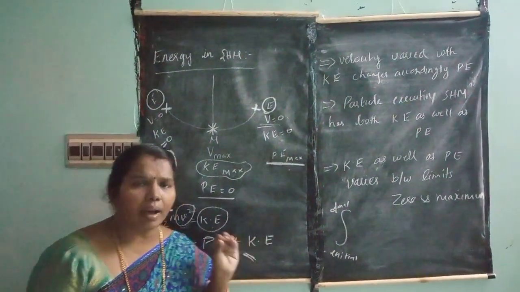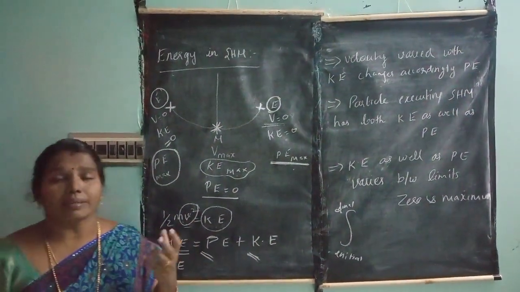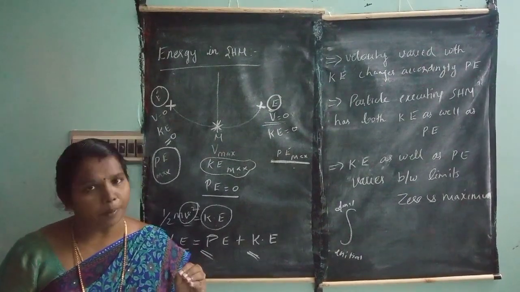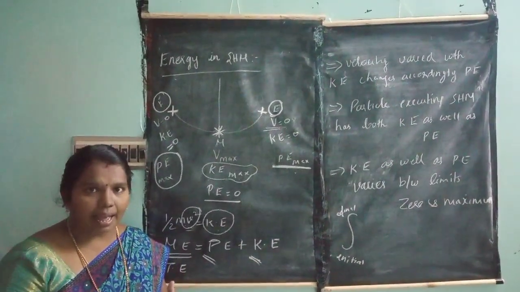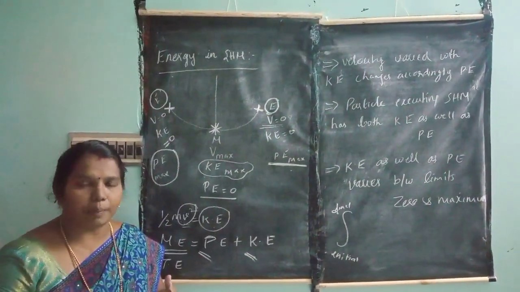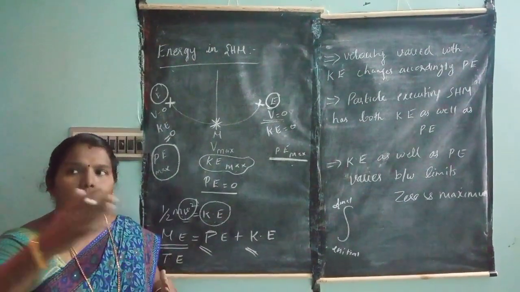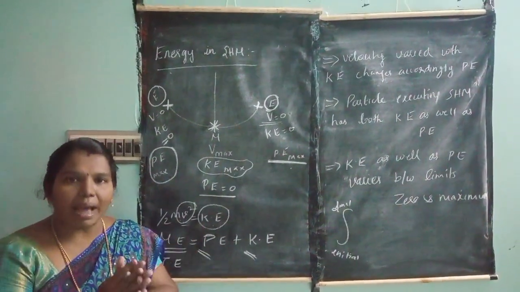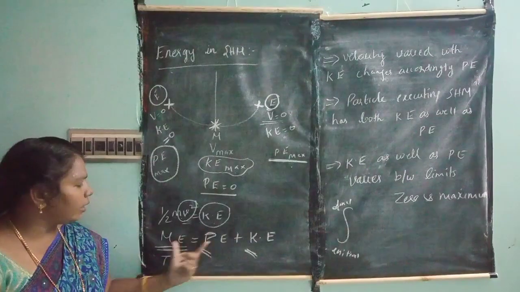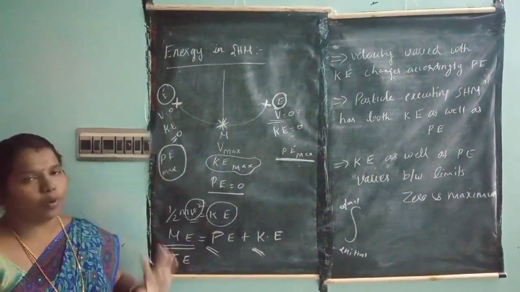Now we have discussed the general energy term in simple harmonic motion. In the next class we are going to find out step by step the kinetic energy formula and the potential energy formula, and then add these two equations to get the total energy for simple harmonic motion.